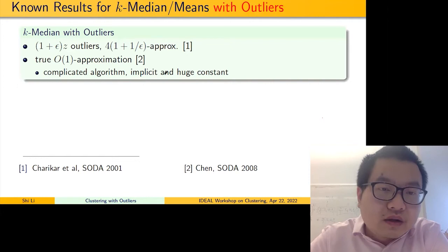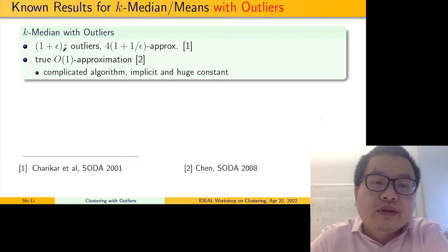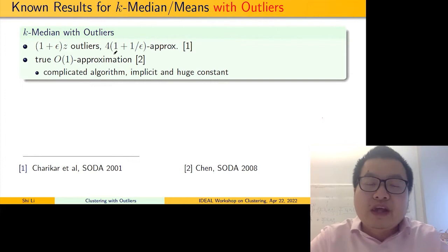The first result for the k-median with outliers is really a bicriteria result. Charikar et al. showed that if you are allowed to have 1 plus epsilon times the outliers, then you can achieve a 4 times (1 plus 1 over epsilon) approximation. So this is a bicriteria approximation.